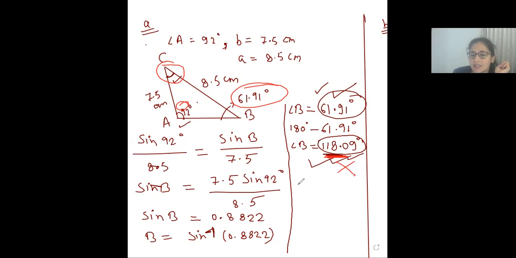That means this is not an ambiguous case in sine rule. For the first example that I gave, we already drew two triangles from the given information, which means that is an ambiguous case. For the second case, this example from your book, two triangles do not exist. That means this is not an ambiguous case. Let's see one more example from your book.